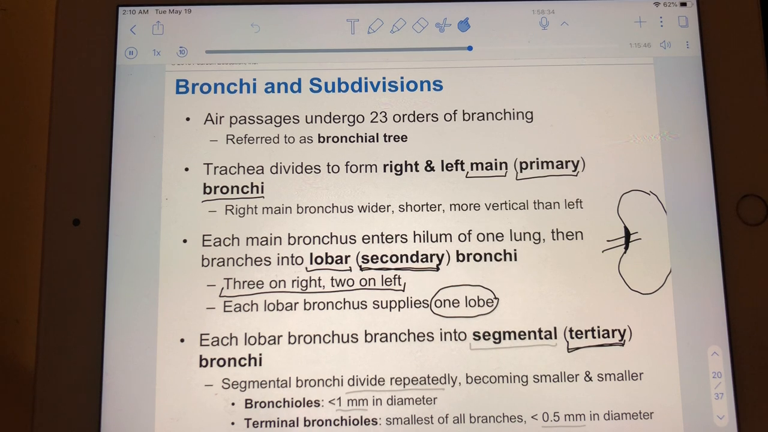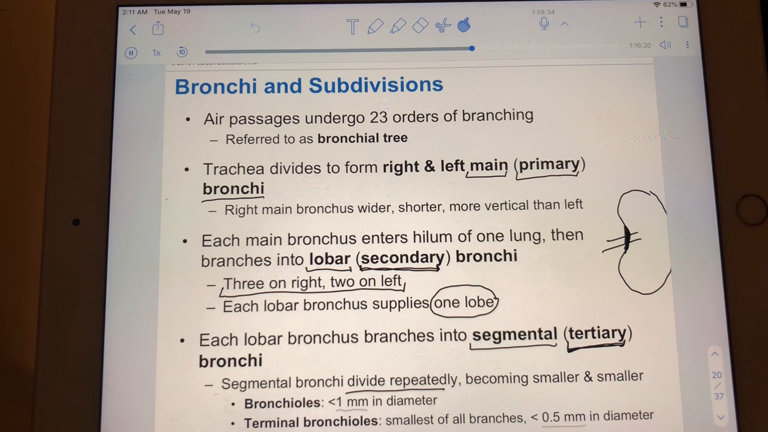Now, each of these secondary bronchi is going to branch again into tertiary bronchi, also known as segmental. Either one's fine. I just lean toward tertiary. Now be careful. Tertiary bronchi, when they divide, don't give rise to quaternary bronchi. They give rise to more tertiary bronchi, okay? In other words, they get to divide and divide, and the branches they're giving rise to are getting smaller and smaller.